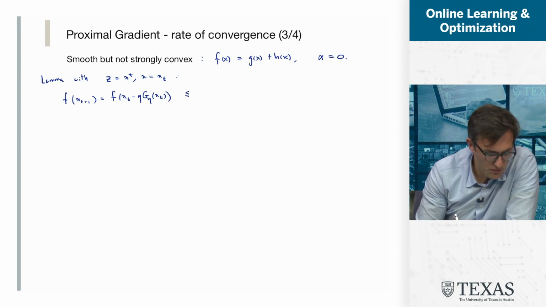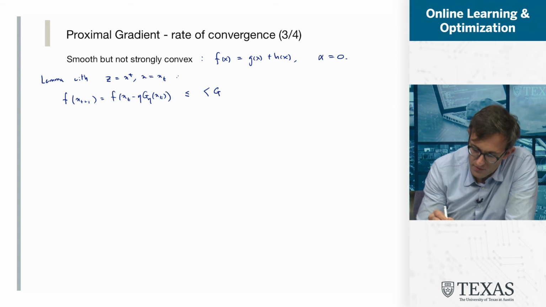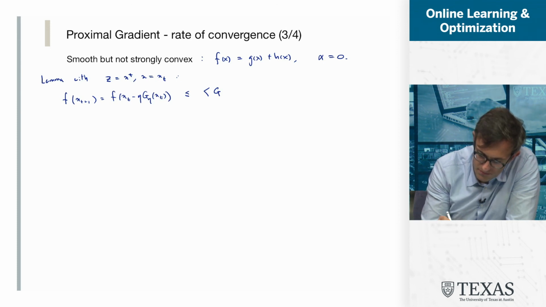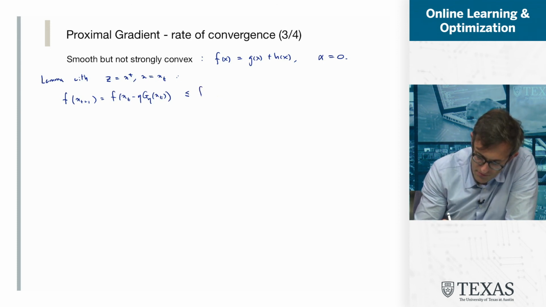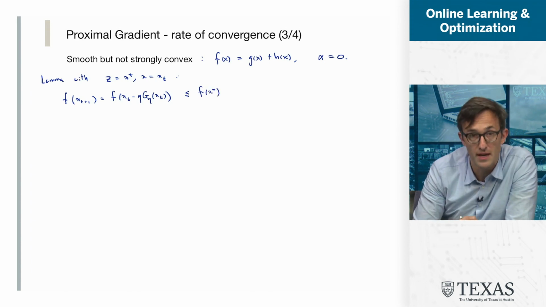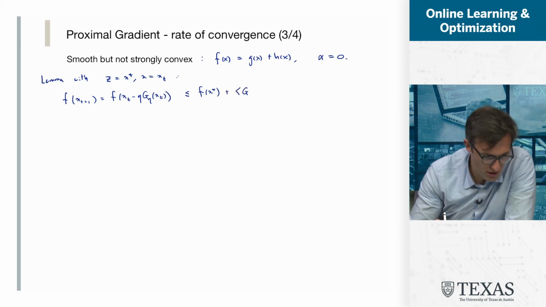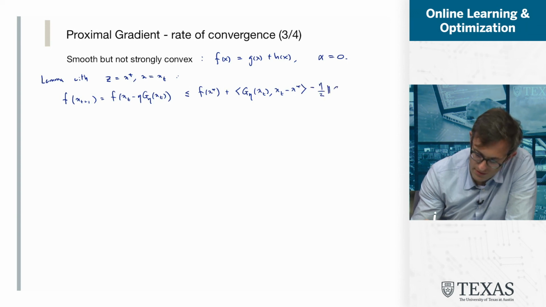is less than or equal to f of x star. Remember, the first term was f of z. Z is equal to x star, so I've got f of x star plus g eta of xt times xt minus x star minus eta over 2 times g eta of xt.